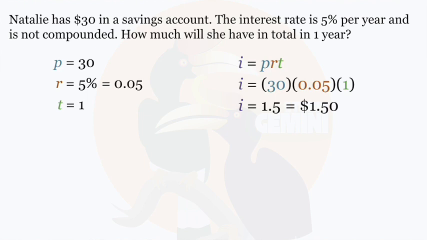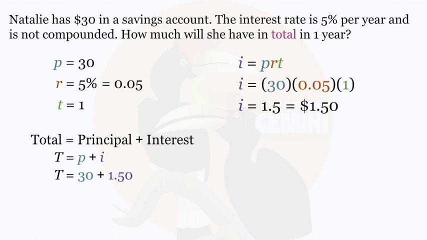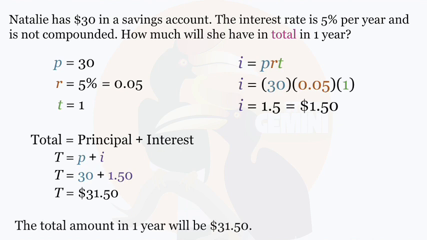Great job! But we're not done yet. Notice that the question asked us about the total. In order to find the total amount of money Natalie will have after 1 year, we need to add the principal and the interest. So we'll add 30 plus $1.50, which is $31.50. So the total amount in 1 year will be $31.50. Let's try another one.